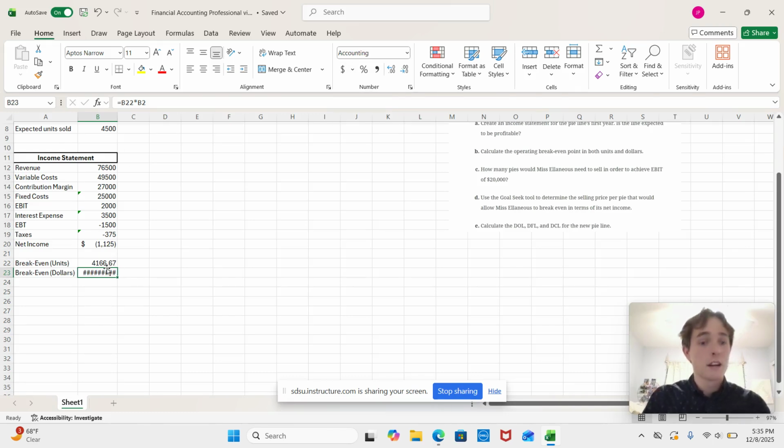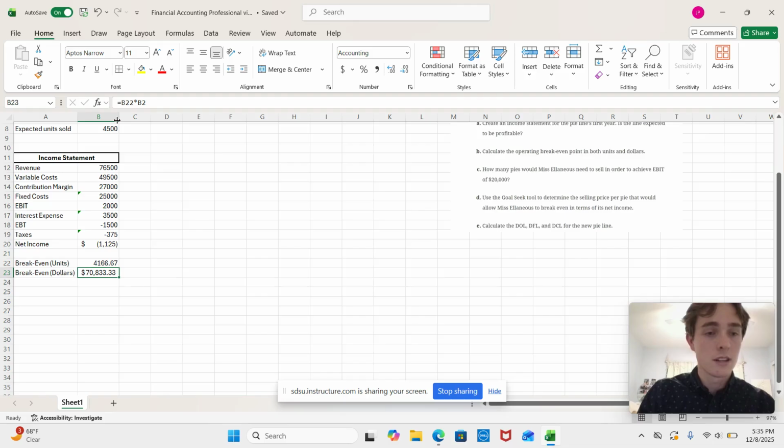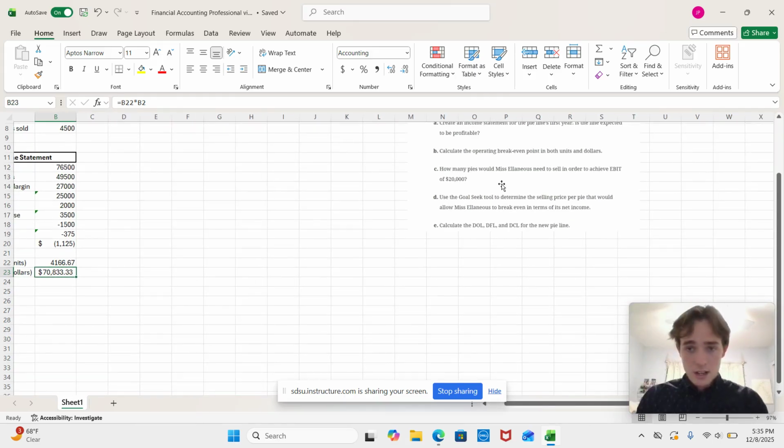Oops. So you can see right here, it's a bunch of numbers. That is because this cell is not wide enough for the numbers to all fit. So don't worry, that's an easy fix. We will go up and double click in between cells B and C. And right there, it just bumped it over and created this nice looking number right here, $70,833.33. Okay, so now looking at the question, we did calculate the break-even point in both units and dollars.